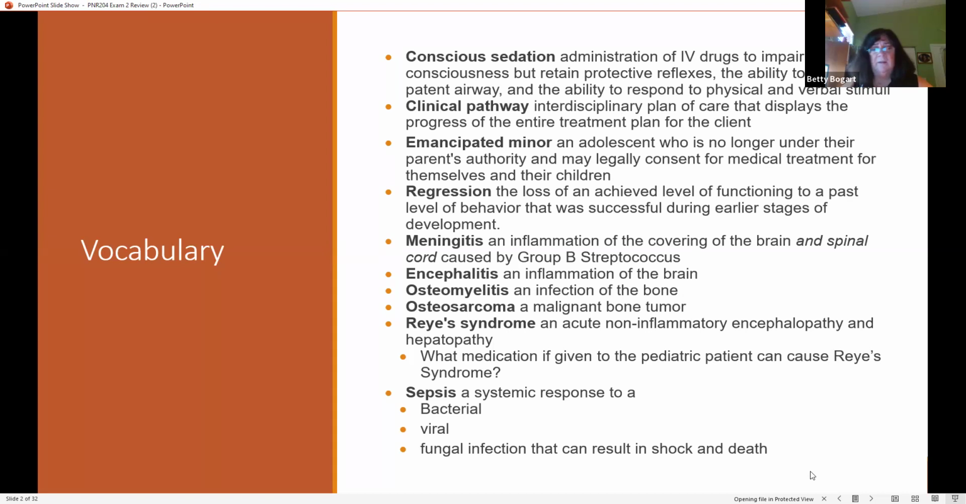Now, sepsis. It's an overwhelming infection where the whole body joins in, okay? It can be bacterial, viral, fungal. What happens when you go into sepsis? Well, your body is in shock, right? And that's a low blood pressure. That's a high heart rate, loss of consciousness, and it can cause death if not treated. What do you do to treat it? Get the blood pressure up, treat the infection.